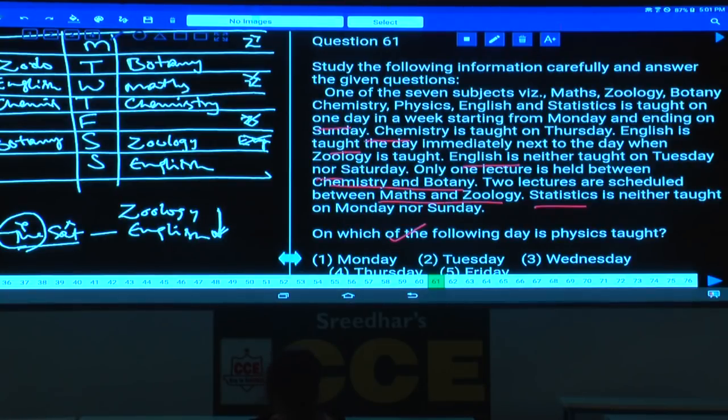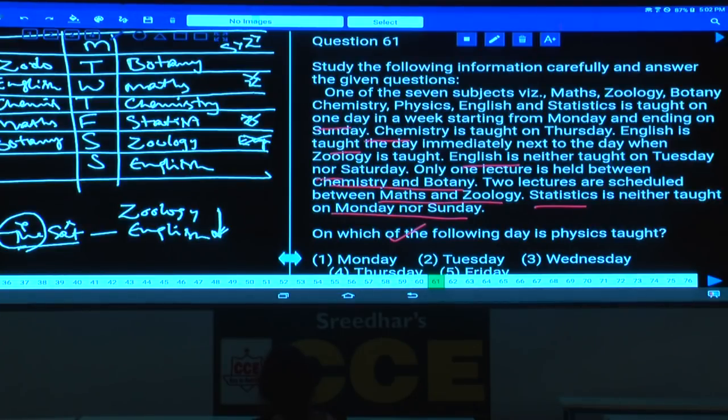Now in this one, 2 between mathematics and zoology, and zoology is here. Mathematics must be on Friday. Done with this? Then statistics is neither taught on Monday nor Sunday. Statistics cannot be on Monday nor on Sunday, hence statistics must be on Friday.